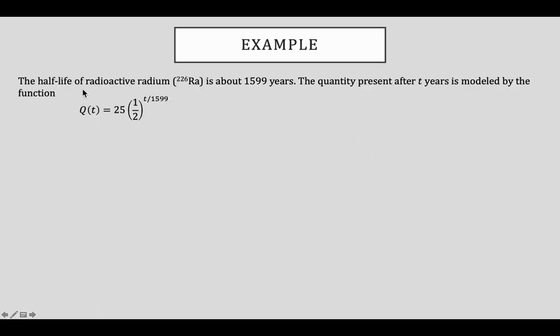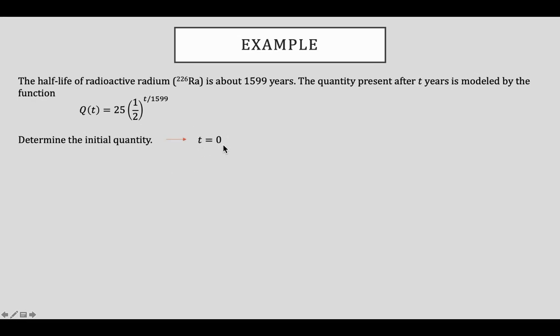So, for example, here we have the half-life of radioactive radium, that's 226Ra, is about 1599 years. The quantity present after t years is modeled by the function q of t is equal to 25 times 1/2 raised to the t divided by 1599. Determine the initial quantity. All right. One thing to make note of is that whenever you're asked to find an initial condition, an initial quantity, we are referring to the start of time. And time starts at 0.